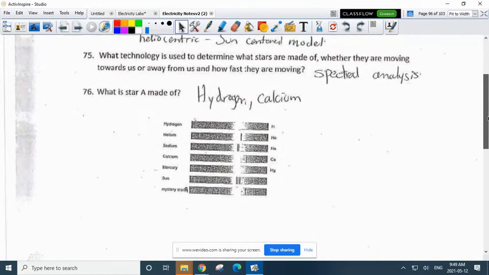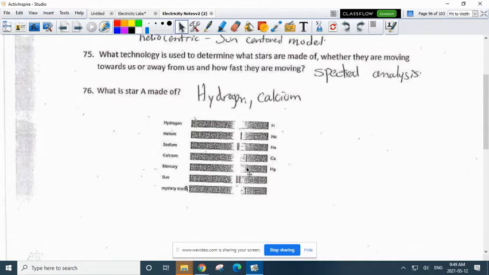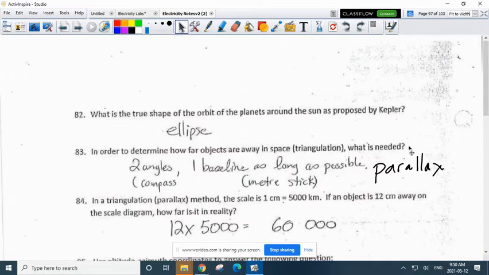In this case, what's the star made of? For star A, you just have to match up the lines, and the hydrogen lines match up, and the calcium lines match up on a better picture that's on your sheet than the one I've scanned in here. What's the true shape of the orbit of planets around the sun as proposed by Kepler? That would be elliptical or oval.